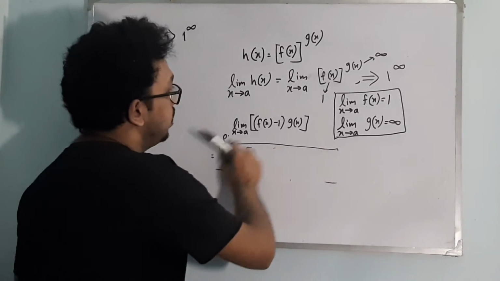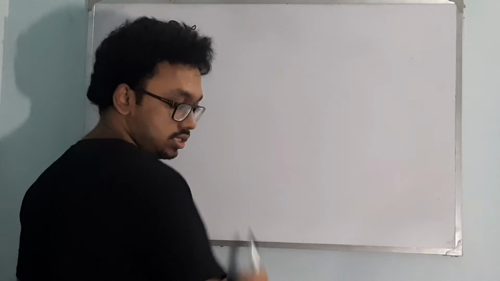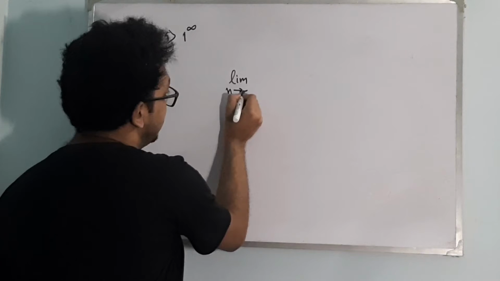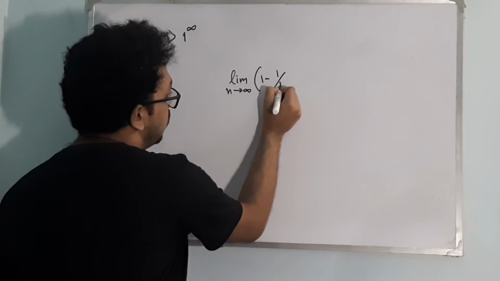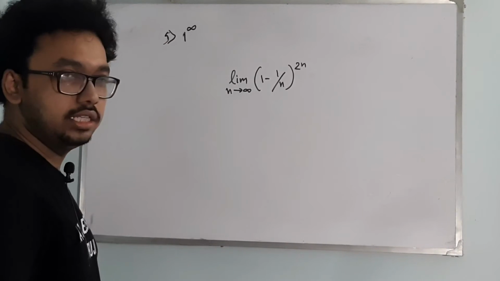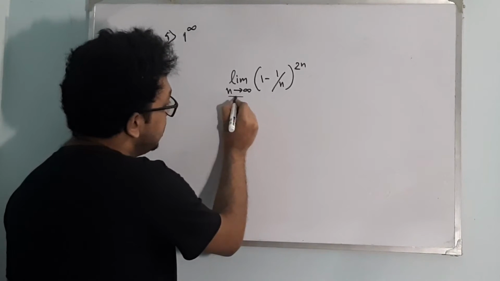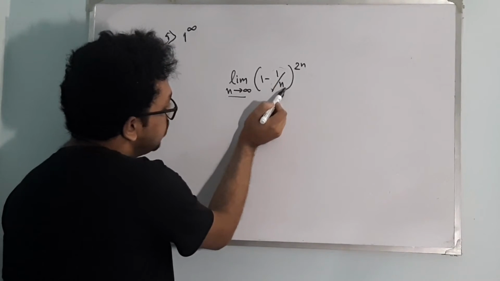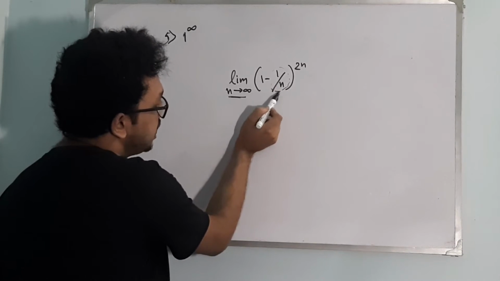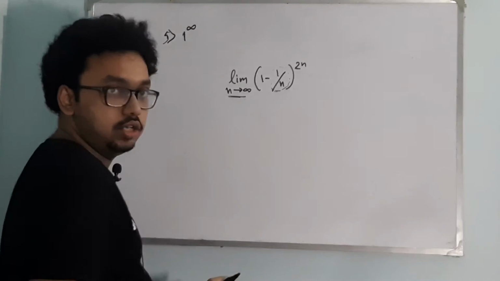So now let us take a problem of this case to have a better understanding of the concept. Suppose we have a problem, limit n tending to infinity of (1 minus 1 by n) whole to the power twice n. This problem actually came in GATE, I think 4 or 5 years before. Observe, in this case, when n is tending to infinity, this 1 by n is tending to 0, right? If 1 by n tends to 0, that means 1 minus 1 by n will tend to 1, right?